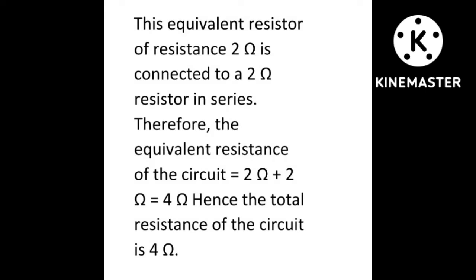Now we can answer like this. This equivalent resistor of resistance 2 ohm is connected to a 2 ohm resistor in series. Therefore, the equivalent resistance of the circuit is equal to 2 ohm plus 2 ohm, that is 4 ohm. Hence, total resistance of the circuit is 4 ohm.